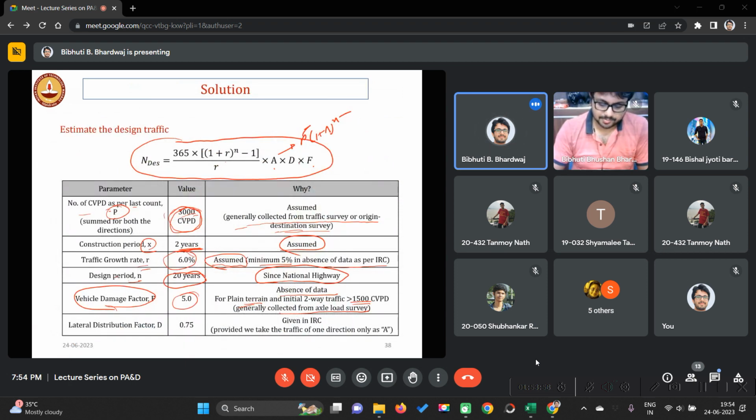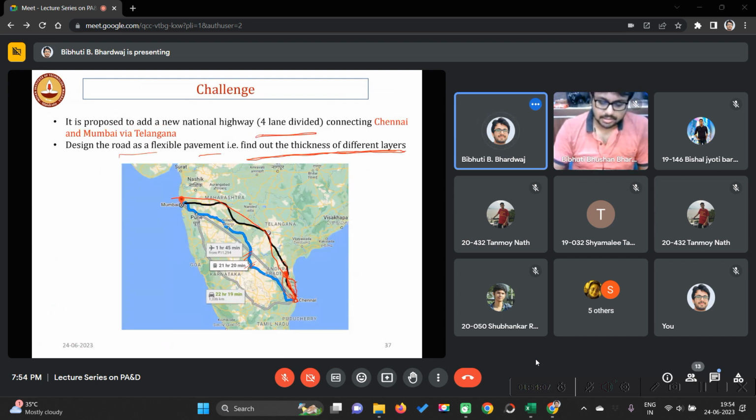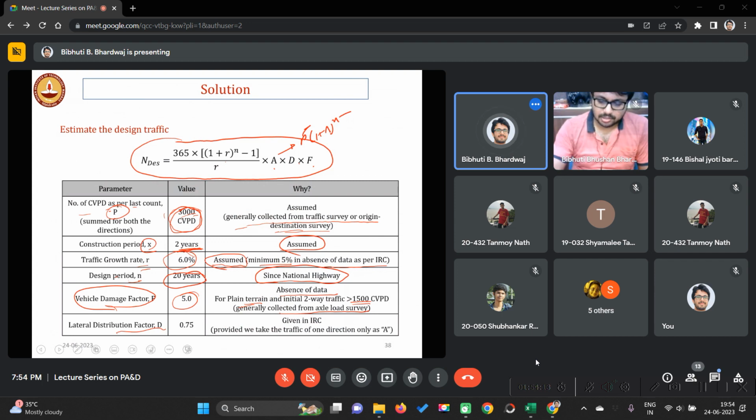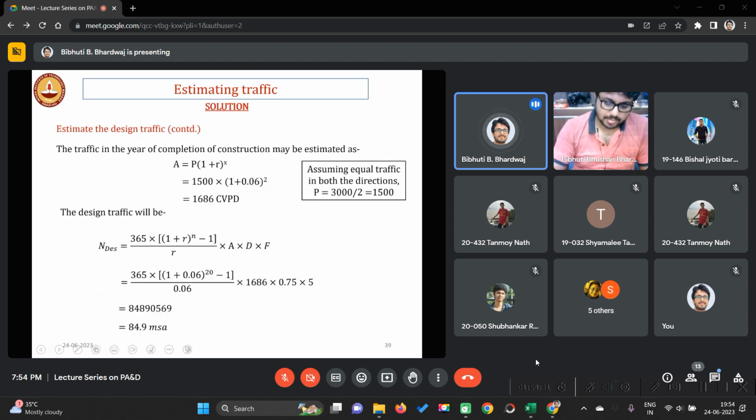So 5 PDF is 5, lateral distribution factor. What kind of road is this, undivided or divided? If it is divided, then we take directional traffic, and if there are 2 lanes on both sides, how much did we take? 0.75. So all this DF and other things are now known to us. We assumed P and X, so we got A as 1686. You do this, otherwise you will be a bit confused. Do this part.